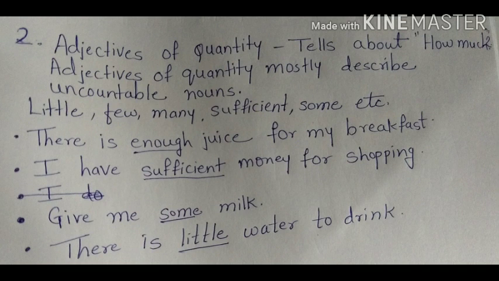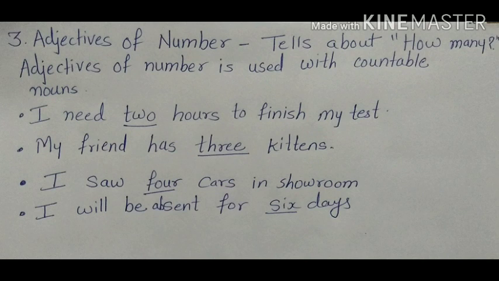So, in these examples, enough, sufficient, some, little are the quantity adjectives. Now let's see adjectives of number, which tell how many, the exact number. Adjectives of number are used with countable nouns that can be counted. Let's see the examples.